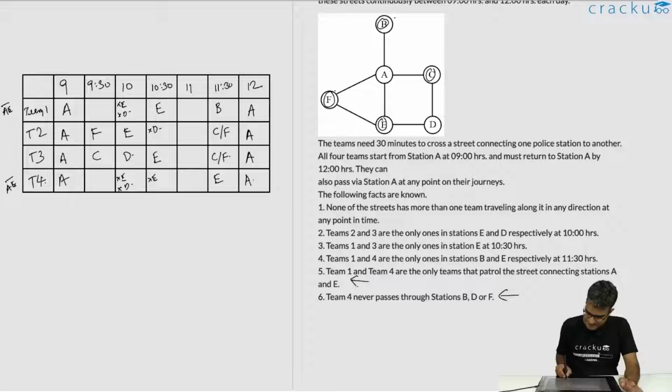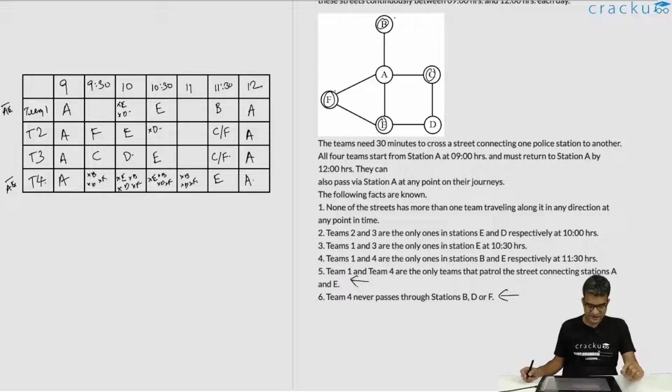Team 4 never passes through B, D or F. So this is not B or D or F. This is not B or F. This is not B or D or F. This is not B or D or F. Okay, B, D and F are not present in team 4.